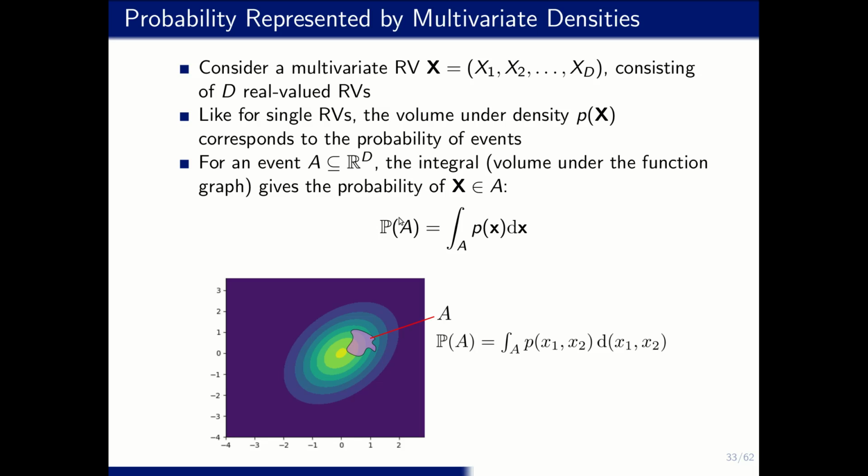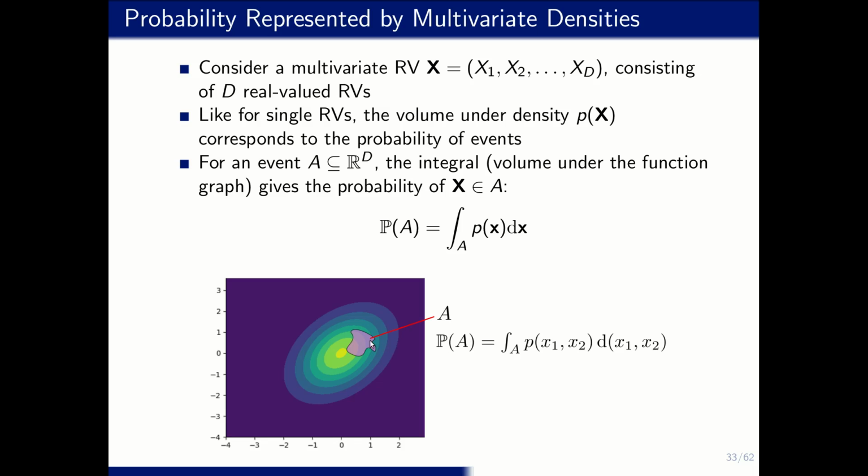So to give an example, here we have again the Gaussian distribution from the previous slide. And for example, consider a set, the strangely shaped A, which is a subset of the two-dimensional Euclidean space. So this is just a subset. And if we look at the volume under the density over this subset, this should be the probability of this A.